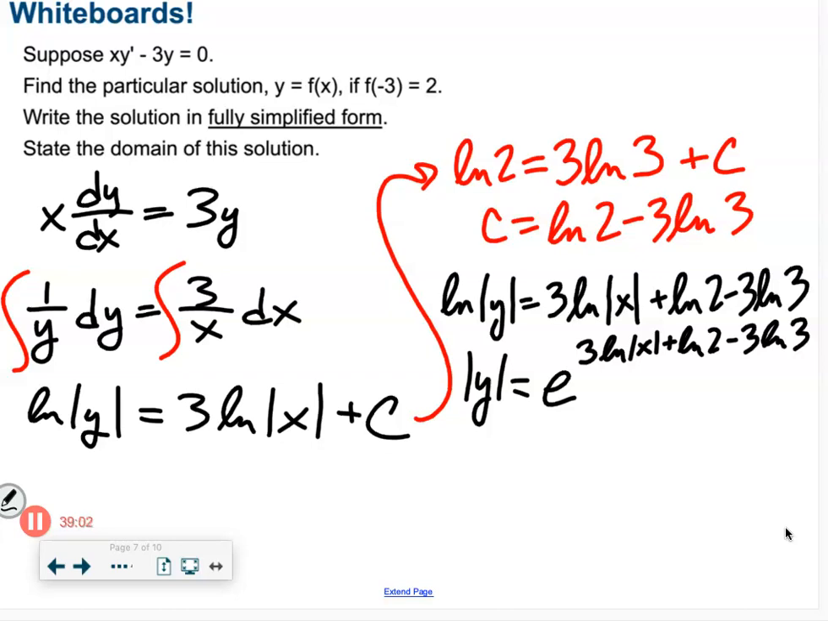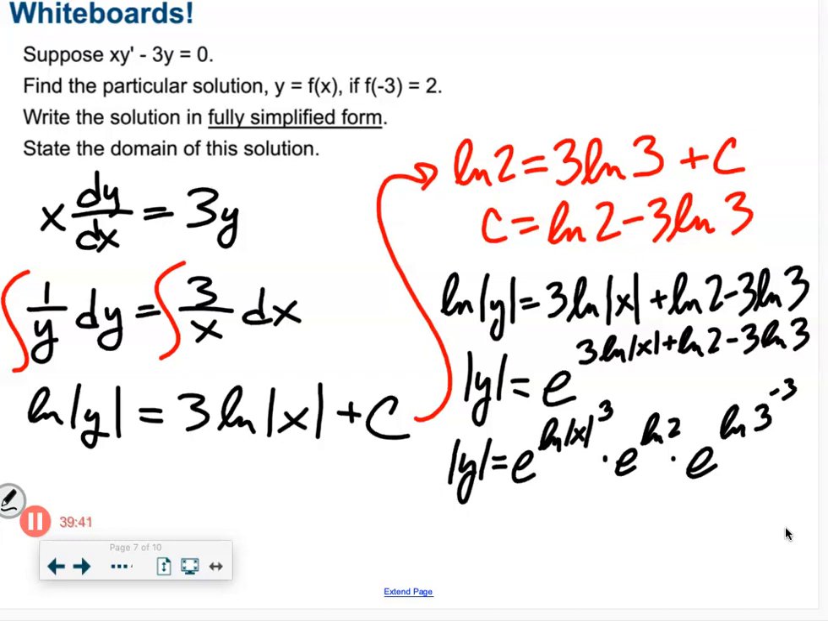Now, suppose we wanted to simplify. If you want to cancel the e and the ln's, you can't have a number in between. So when you have a coefficient of a natural log, the coefficient becomes an exponent. So what you actually have here, I'm going to write it all out, is ln absolute x cubed, and I'm going to go ahead and write the times, times e to the ln 2 times e to the ln of 3 to the negative third.